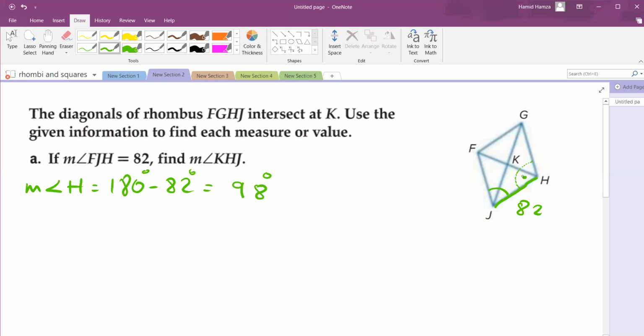This is the whole angle H. Now we know that angle H is split into two angles and both of them are equal. That means the measure of angle KHJ equals half multiplied by 98. So half of this angle is 49 degrees.